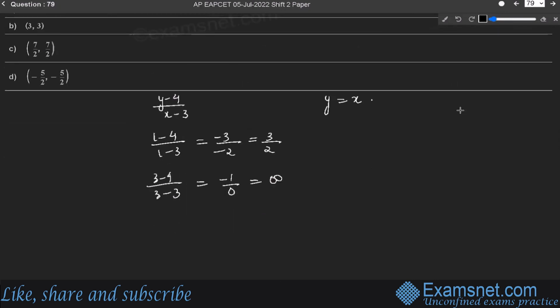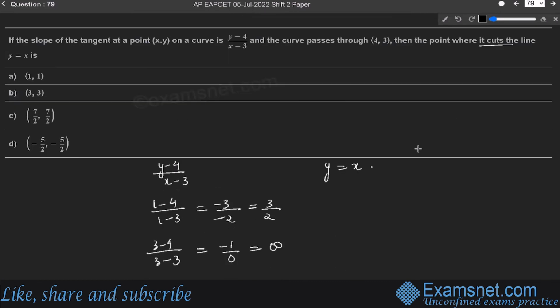Third option is 7 by 2 and 7 by 2. So on substituting the value here, 7 by 2 minus 4 divided by 7 by 2 minus 3, it will be equal to 7 minus 8 by 2 divided by 7 minus 6 by 2. 2 and 2 will be cancelled. So it will be minus 1 upon 1, which will be equal to minus 1. Here you can see that the value is equal to minus 1. Hence we can say that the point 7 by 2 and 7 by 2 is the correct option here. Therefore, the correct option is option number C, which is 7 by 2 and 7 by 2.